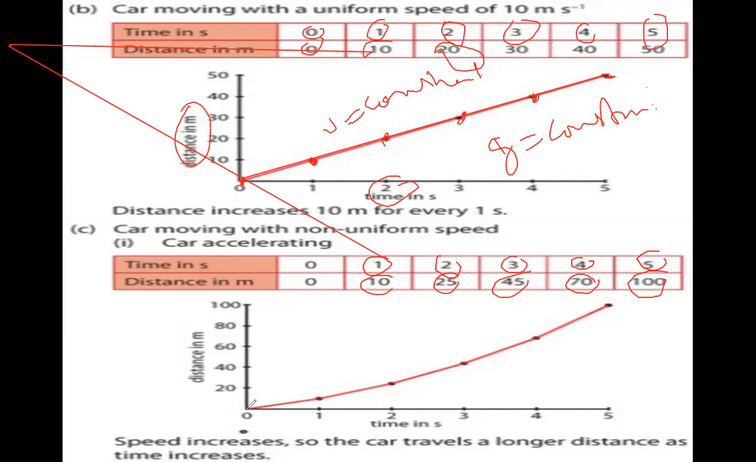If I plot the graph, then it should be a curve here. The line will be a curve. And this curve is bending to the right hand side. It means the gradient is increasing. If the gradient is increasing, the distance time graph shows the speed of the body. It means the body moves with increasing speed.